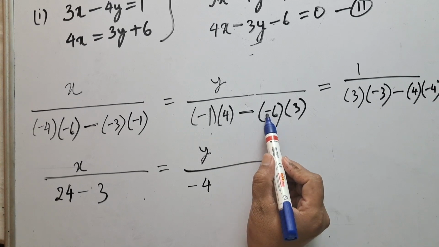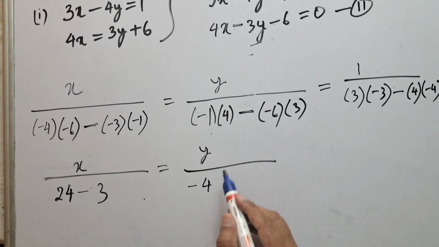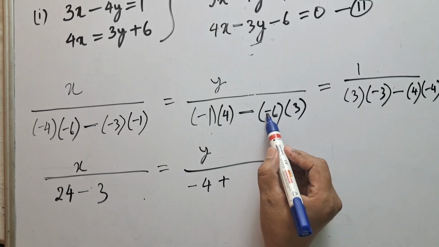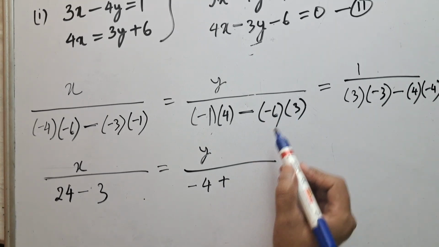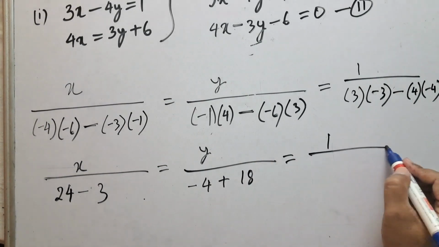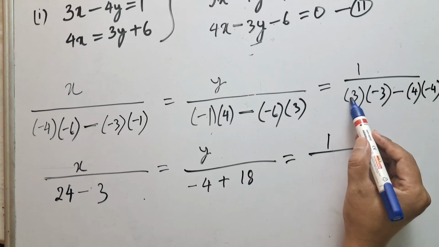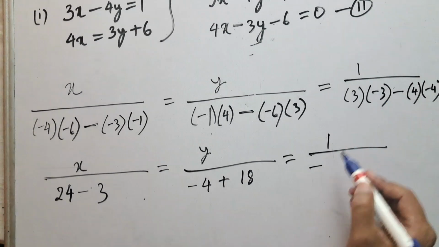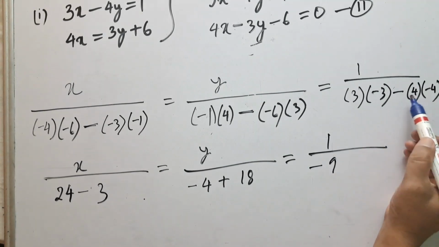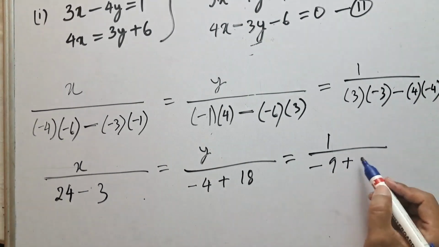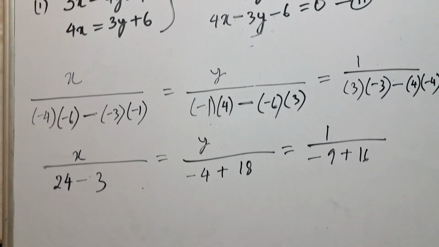Minus into minus is plus, plus into this plus is plus. There's a plus sign before 3, so minus into minus is plus, plus into plus is plus. 6 3s are 18, equal to 1 upon, so this is plus. No sign means plus, so plus into minus is minus, 3 3s are 9. Again minus into plus is minus, and that minus into this minus is plus, so 4 4s are 16. I hope you are getting me.